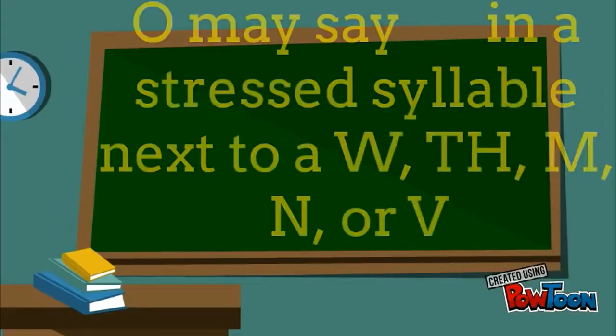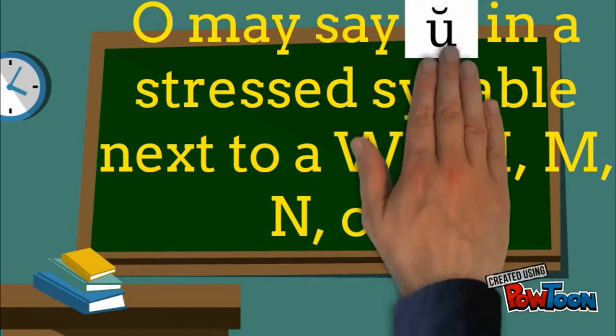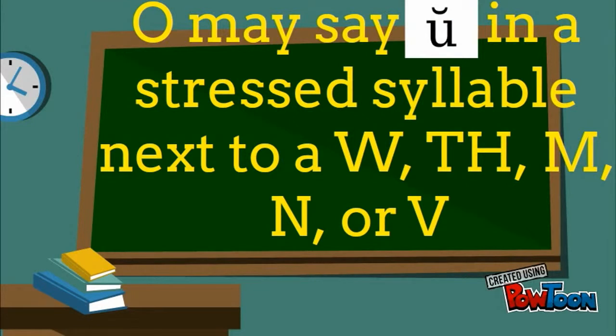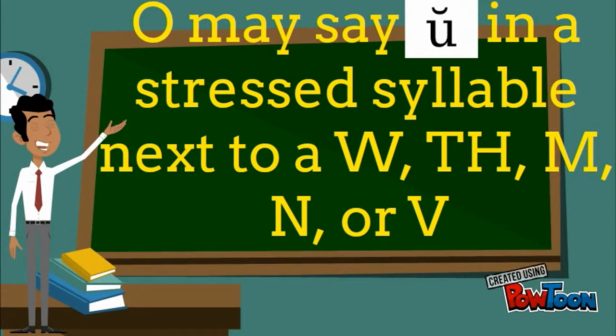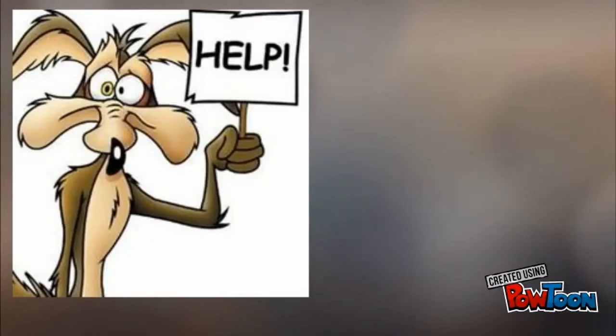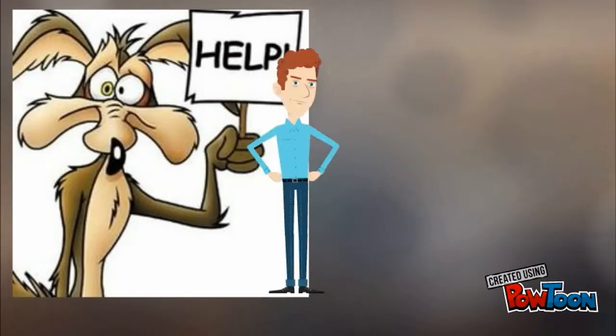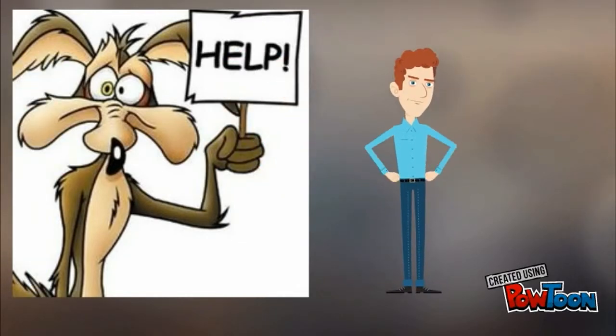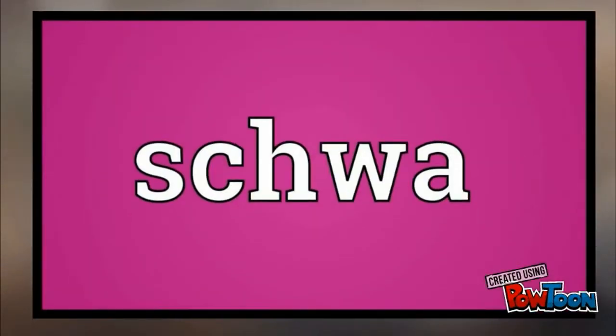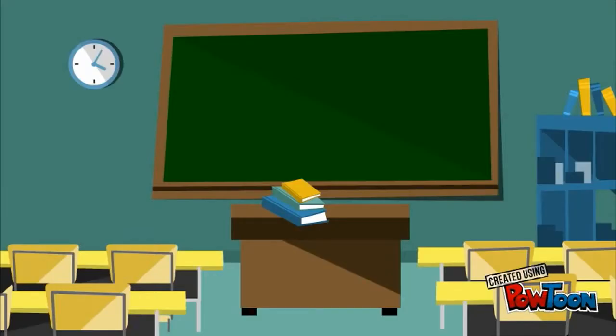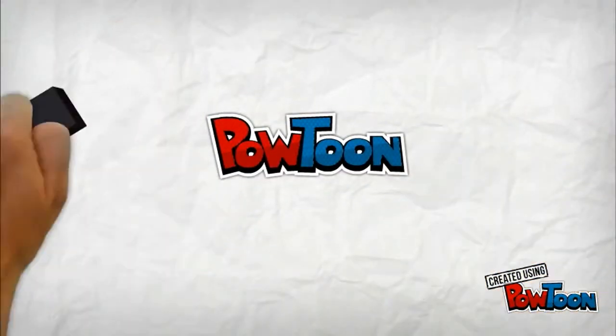This leads to a new rule. O may say in a stressed syllable next to a W, TH, M, N, or V. So don't be confused like people from long ago. The O is just saying its schwa sound. Created using Powtoon.